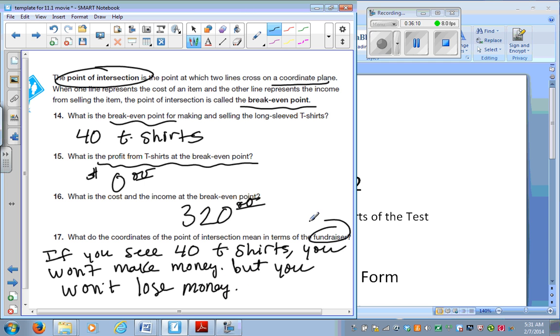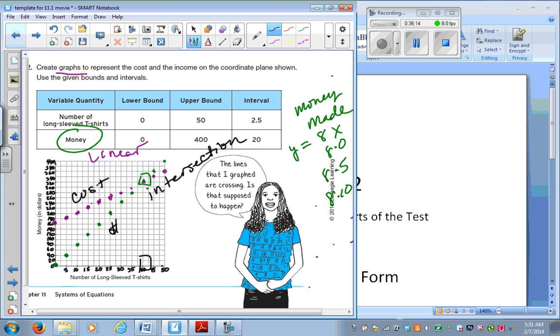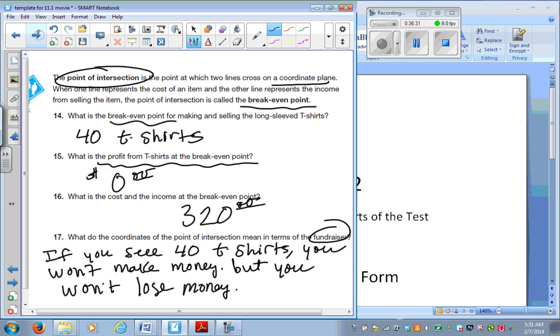So in terms of it being a fundraiser, would it be the best idea if you knew that you were only going to sell 40 t-shirts? If you sell them for $8 a piece, not the best business plan, because you've done all that work and you haven't made any money. Now, at least you haven't lost any money either, but kind of defeats the purpose of having a fundraiser, right?